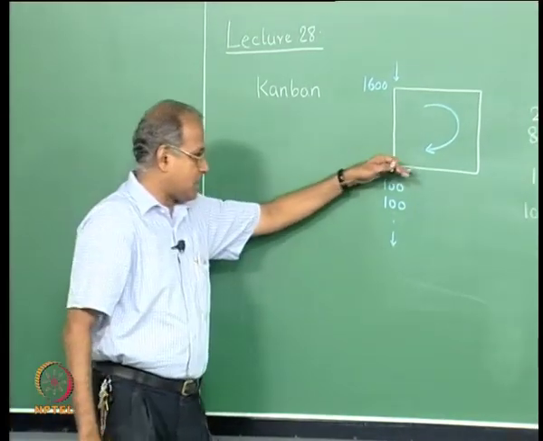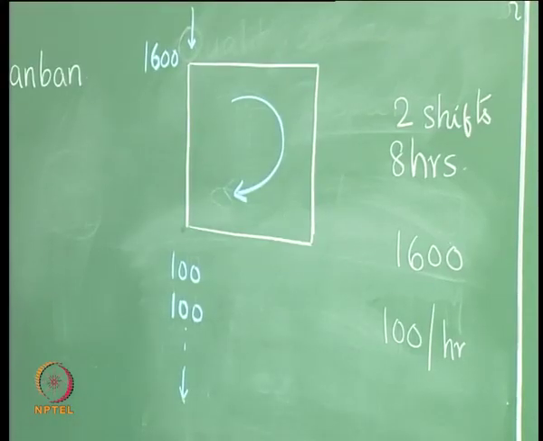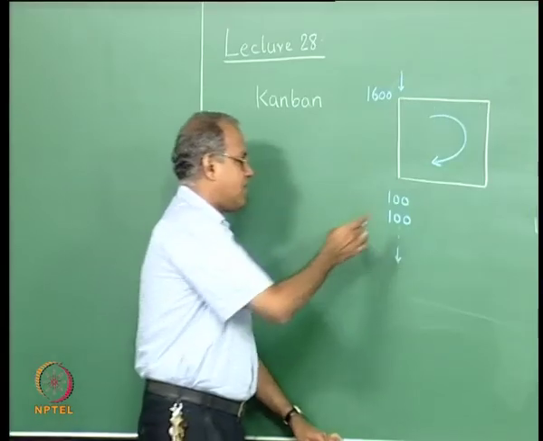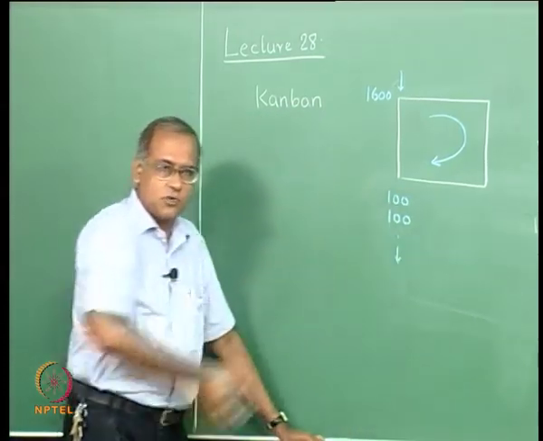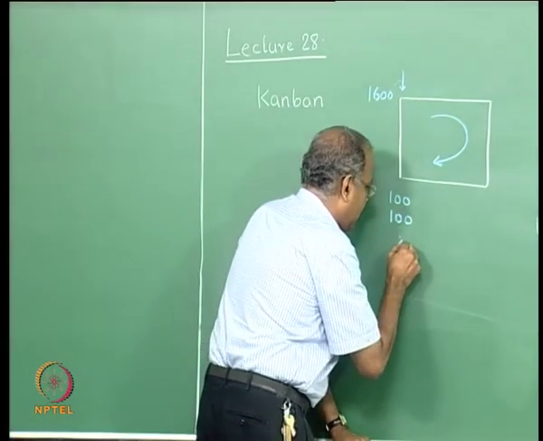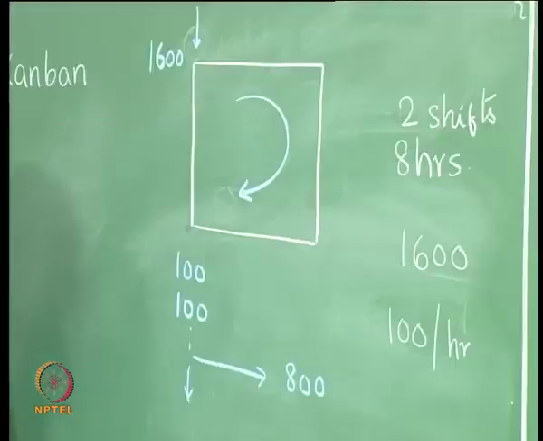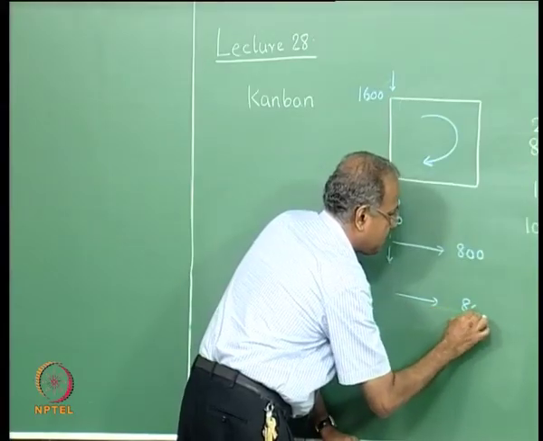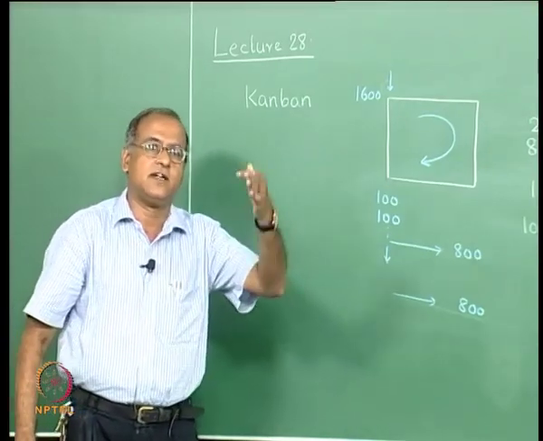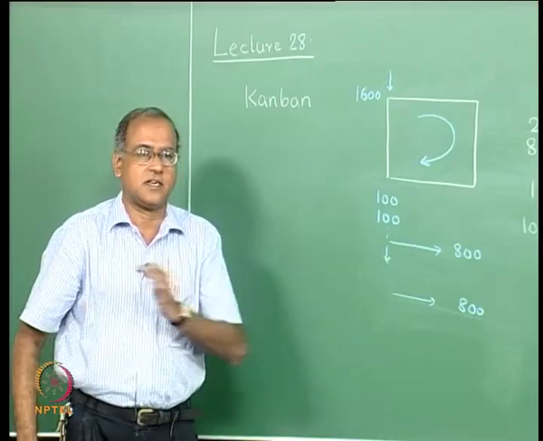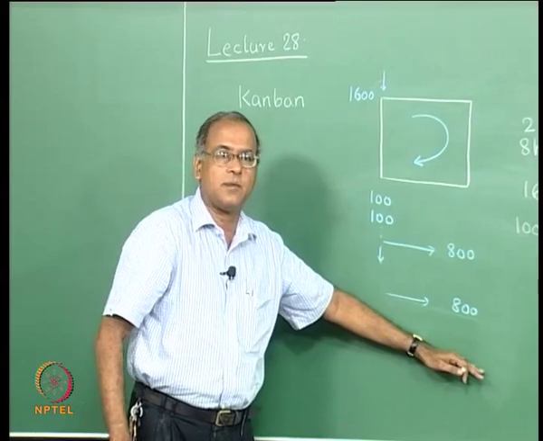Now, if 1600 is to be sent to the customer at the end of the day, then there is a finished goods inventory build up here of 100 which comes out in the first hour, and then so on. This would help us give 800 to the customer at the end of the first shift and another 800 at the end of the second shift, provided the customer is willing to accept 800 at the end of each shift, so that the inventory of these items will come down.